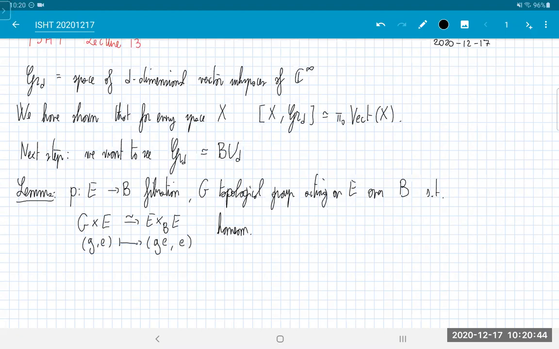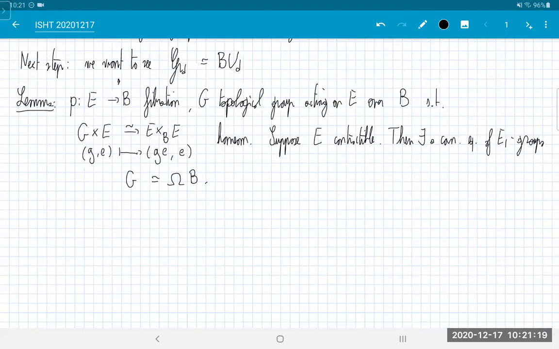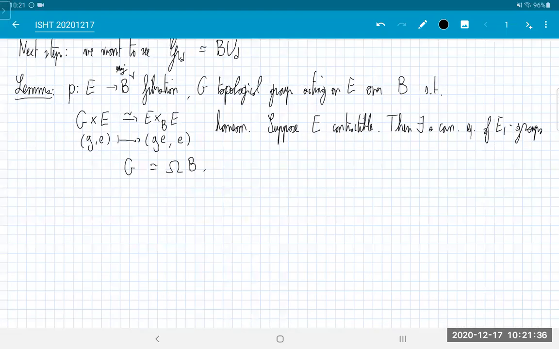And the classical example of these things are principal bundles. Suppose E is contractible, then there exists a canonical equivalence of E1 groups of G with omega B. I want to say a surjective fibration, and here you can put any base point. This in particular implies that B is connected, and so you can put whichever point you want as the base point for the loop space. And the identification, of course, depends on the base point. And in particular, BG is homotopy equivalent to B, which is what we're going to use.